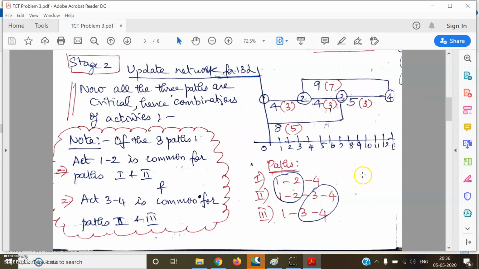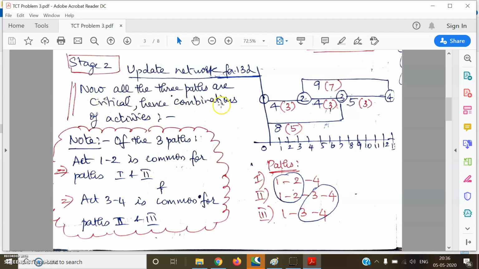Now one thing we have to note here. Look at the first and second path. I've marked it here. First and second path have 1, 2 in common. Activity 1, 2 is common for first and second path. Similarly, 3, 4 is common for the second and third path. I've encircled it like this. So 1, 2 is common for first and second path, and 3, 4 is common for second and third path. I've listed it here.